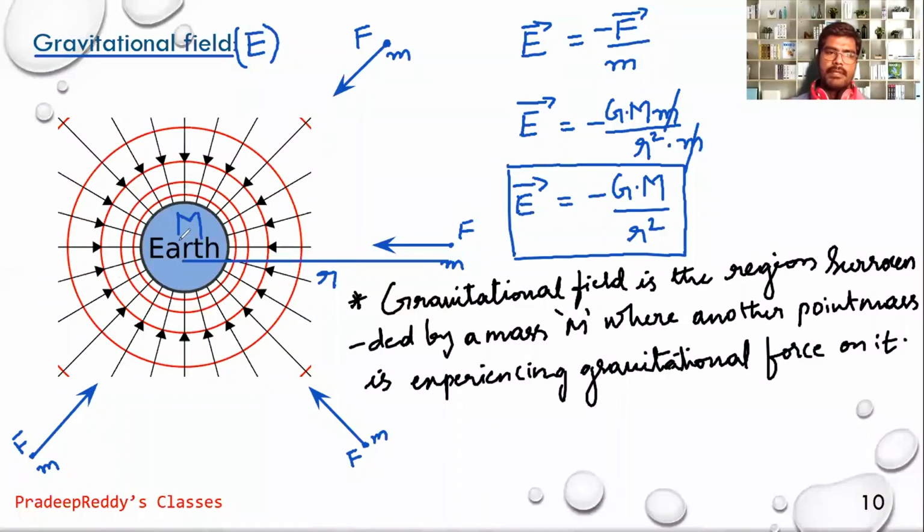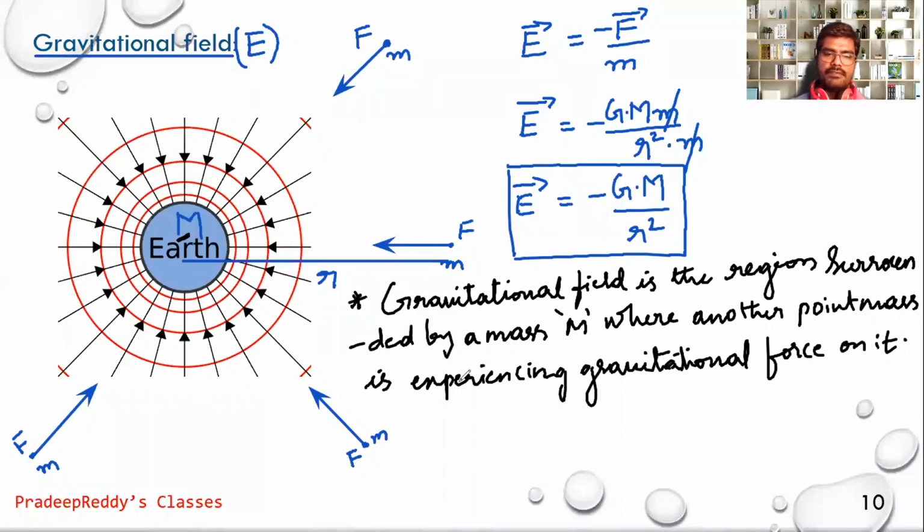I am taking this capital M mass, which is Earth. I am imagining that it is Earth. This capital M mass is surrounded by some region, some space. In that space, you are taking a smaller m mass, and that small m mass is being pulled towards the Earth. That smaller m mass is experiencing the gravitational force of capital M mass. Till where the smaller m mass will experience the gravitational force of this capital M mass, the total region is said to be the gravitational field of capital M mass.